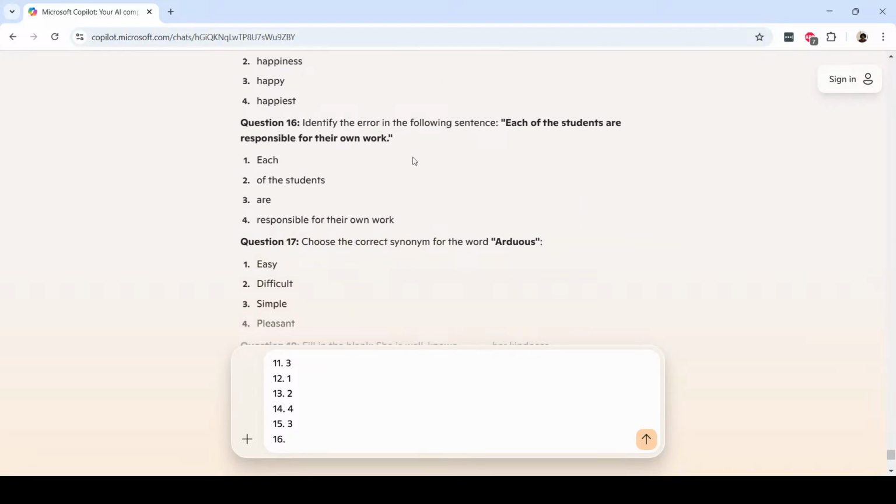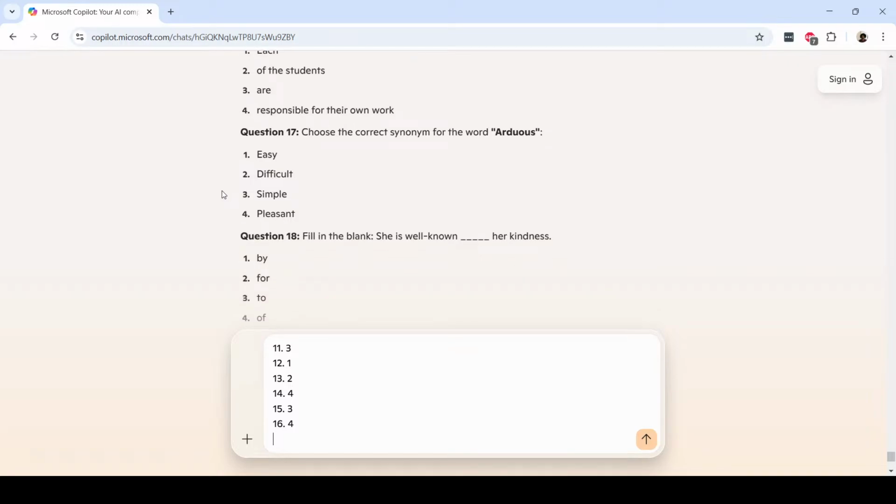Identify the error in the following sentence. Each of the students are responsible for their own work. So each of the students are responsible for their own work. Their and own together should not be there.